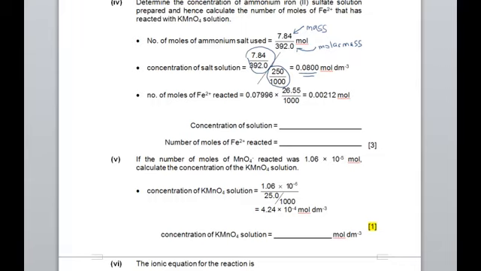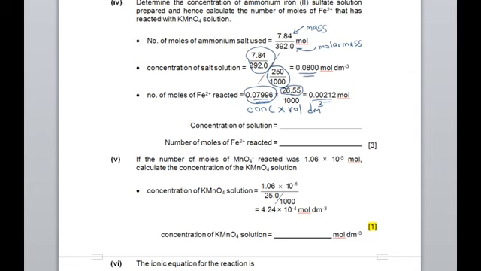And from the second part of the question, in which we were asked to determine the average volume, we calculated a volume of 26.55. This value is different from the 0.0800 because I didn't round off this value. I took it from the calculator directly. So I have a concentration multiplied by the volume in dm cube. It will give me the number of moles of the salt used.